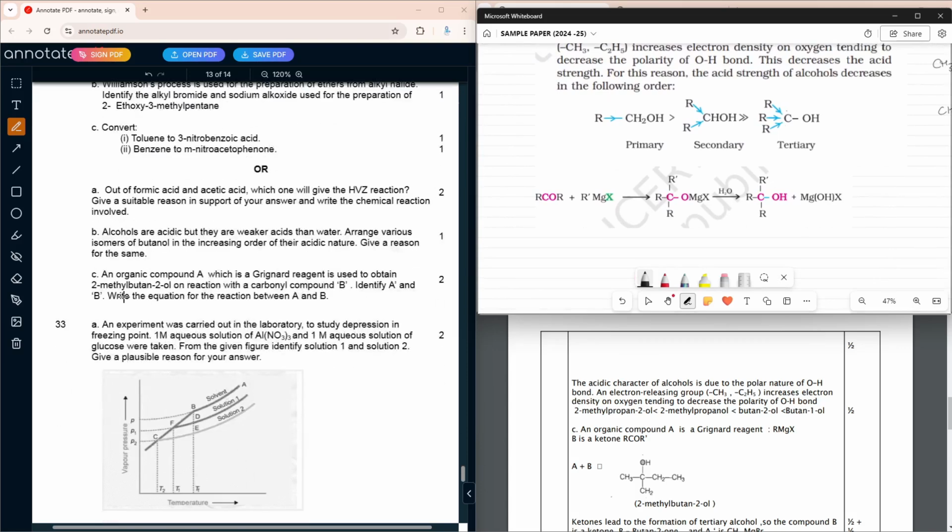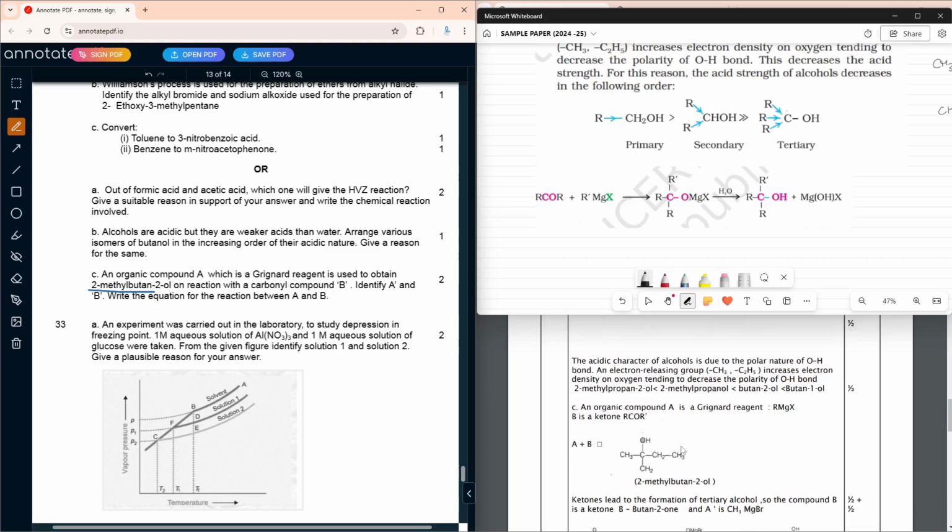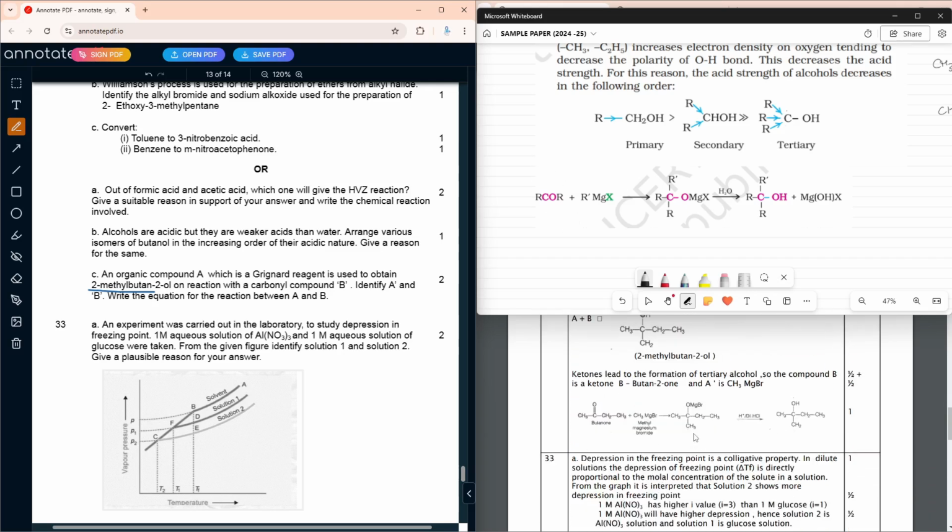The next question is, an organic compound A with Grignard reagent is used to obtain 2-methylbutan-2-ol. So basically, this is a reaction of production of alcohol from Grignard reagent. Notice that this is actually a tertiary alcohol, and for tertiary alcohols you need a ketone. So this is the reaction that's given in your solutions. Basically, you have butanone reacting with methyl magnesium bromide to form the product that we require in the end.